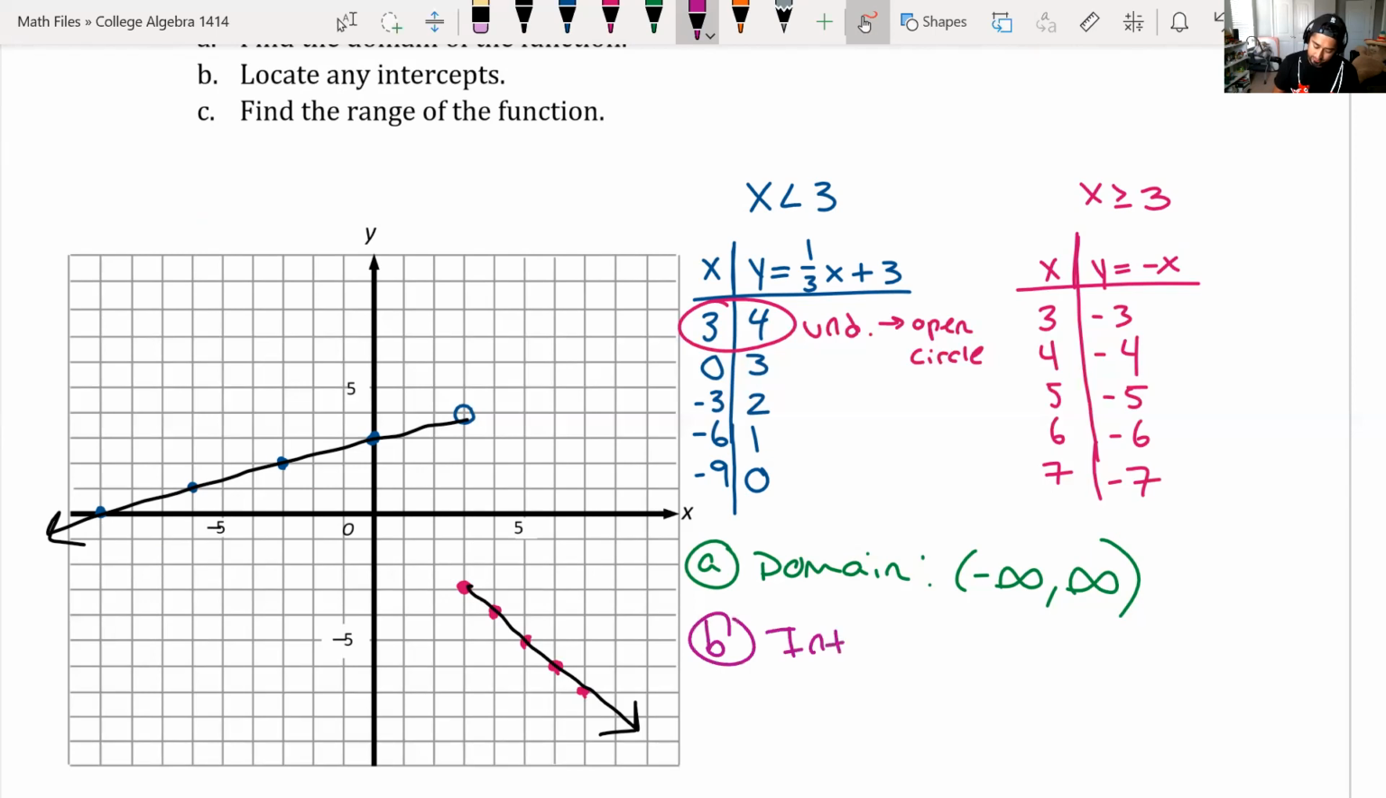B, intercepts. What x-intercepts and what y-intercepts do you see? Well, the first x-intercept I see, and the only x-intercept I see, is at negative 9, 0. That's the first one. And then there are no other x-intercepts, but I have a y-intercept at 0, 3, right? That one is at 0, 3.